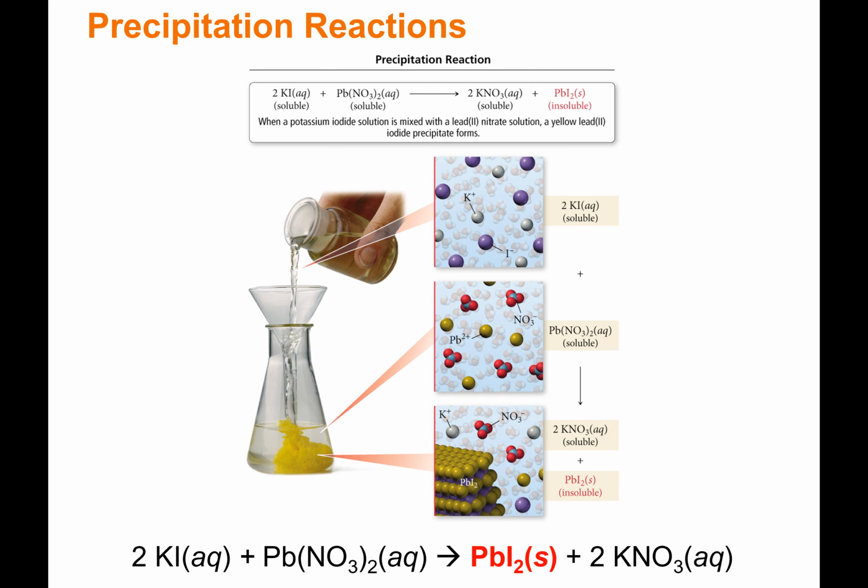That's how we know a reaction is occurring, and then we have our reaction down below. If this wasn't here and we just still had lead and iodide floating around, that wouldn't be any different than having the solutions apart, except that they're mixed. But since we do form an insoluble compound, we have a reaction.